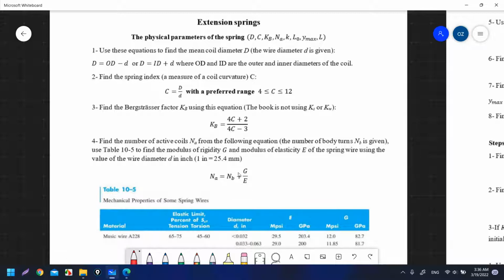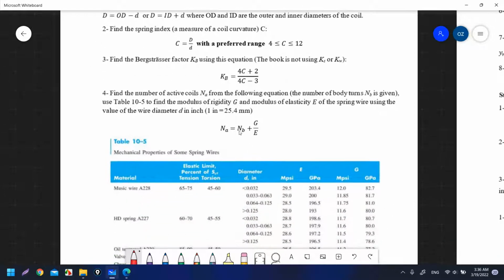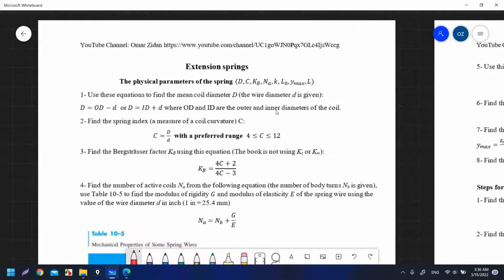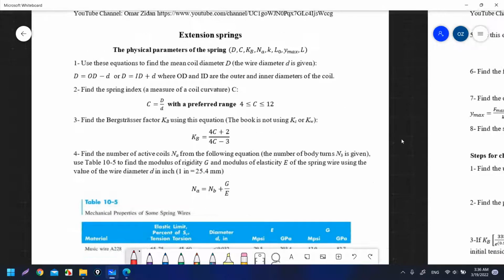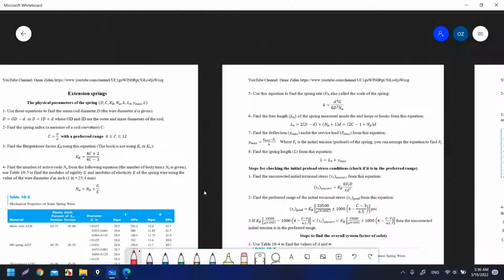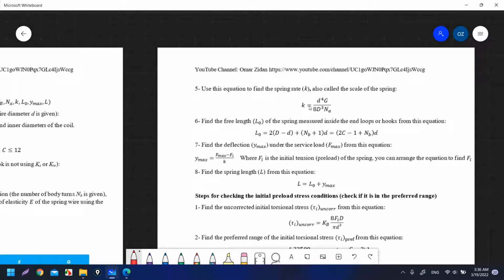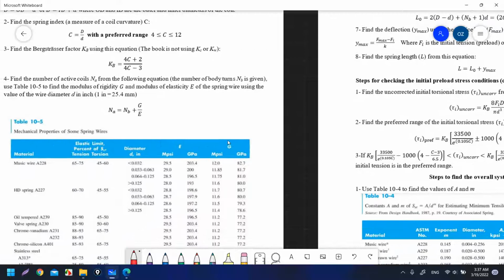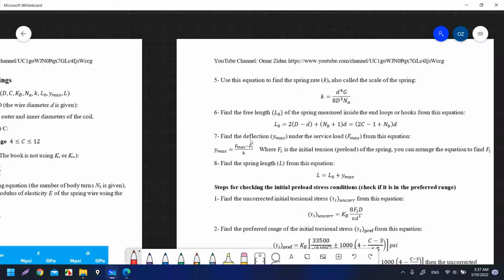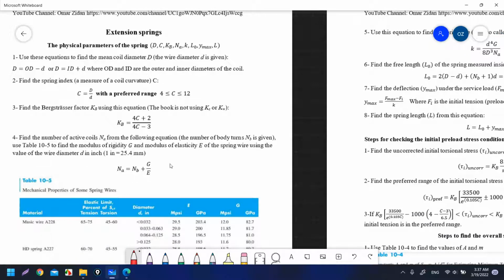NA is the number of active coils. The number of active coils is equal to the number of body coils given in the question, plus the ratio between the modulus of rigidity over the modulus of elasticity. K is the spring constant, from physics. This is the equation we will use to find the spring constant. Sometimes it is called the spring rate, or the scale of the spring. It is equal to D to the power 4, the diameter of the wire, G is the modulus of rigidity. We will see how we can find the modulus of rigidity and these other things. NA is equal to MB plus G over E.